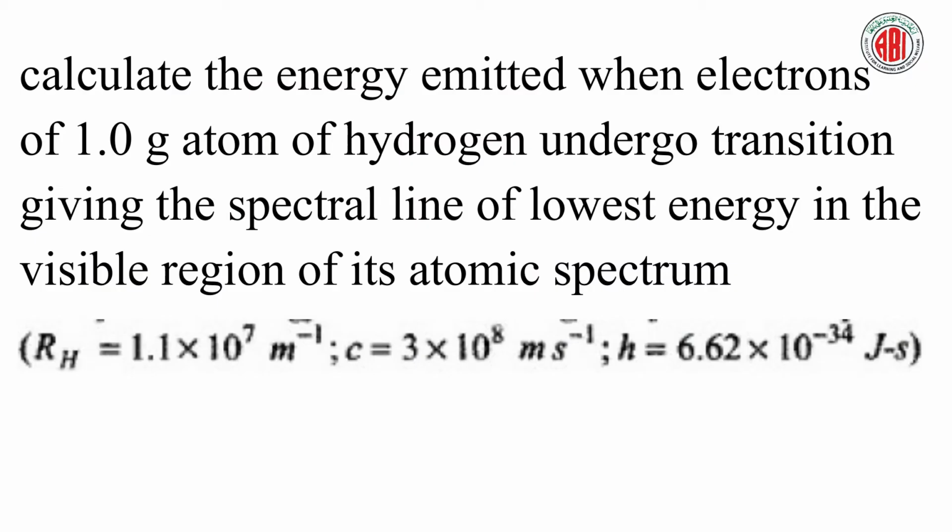Look at this next question, guys. Calculate the energy emitted when electrons of 1.0 gram atom of hydrogen undergo transition giving the spectral line of lowest energy in the visible region of its atomic spectrum. Here the Rydberg constant value, the speed of light and Planck's constant value are given. Let us see how to solve this problem.